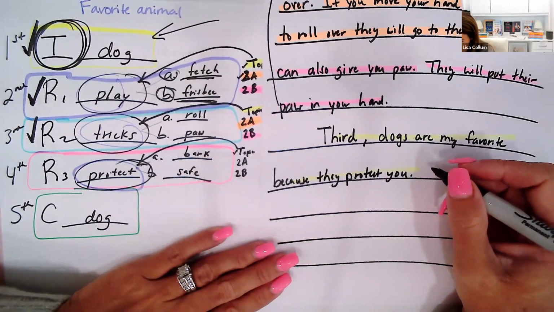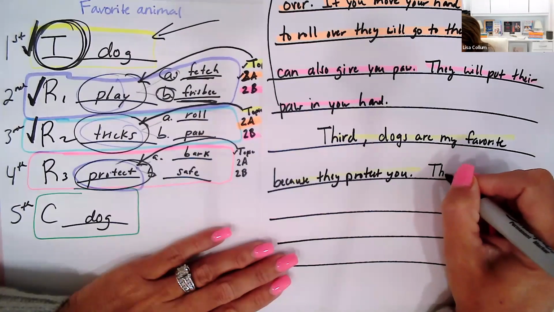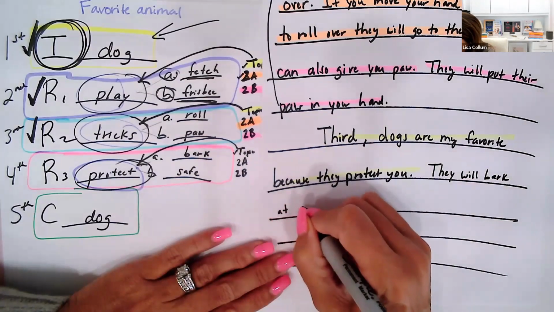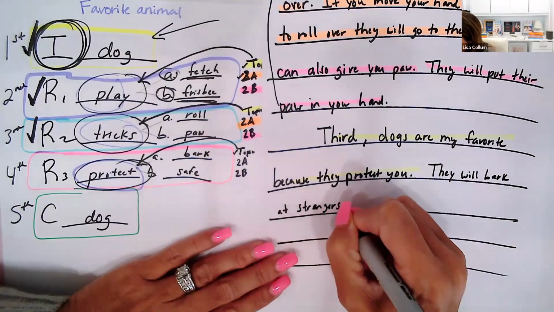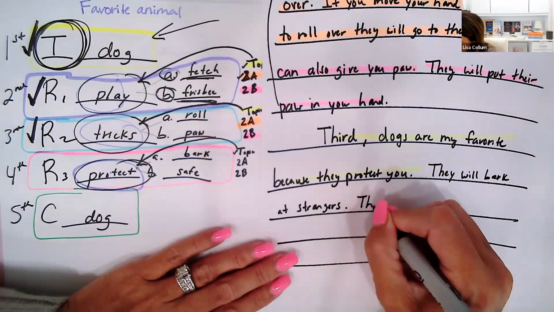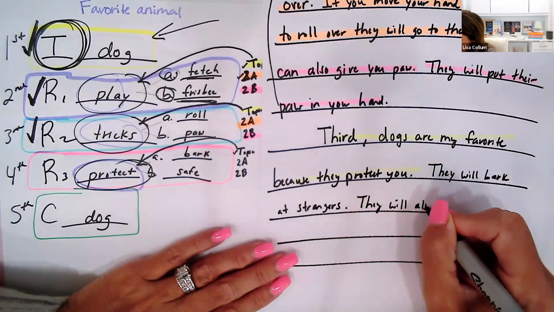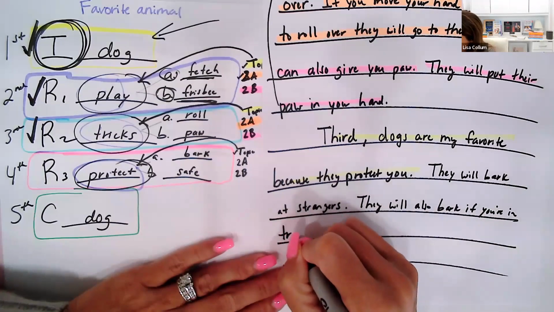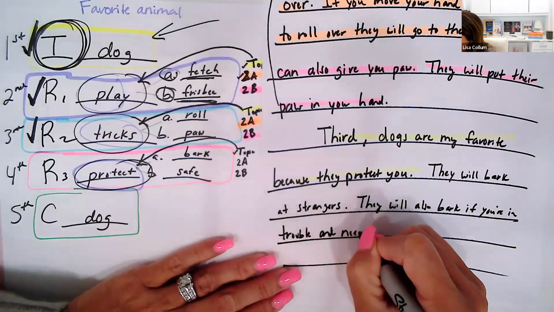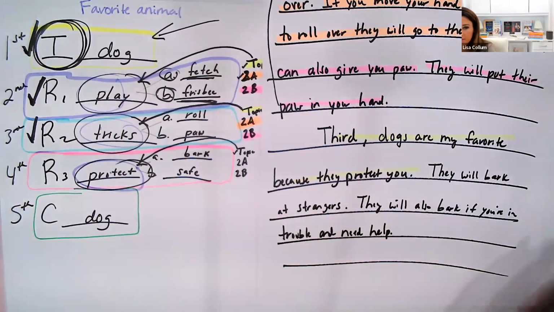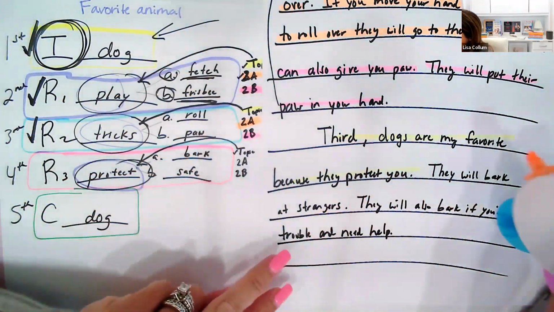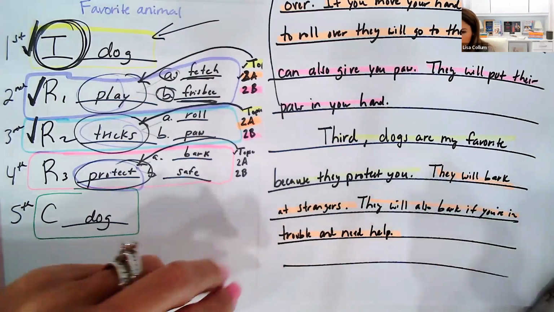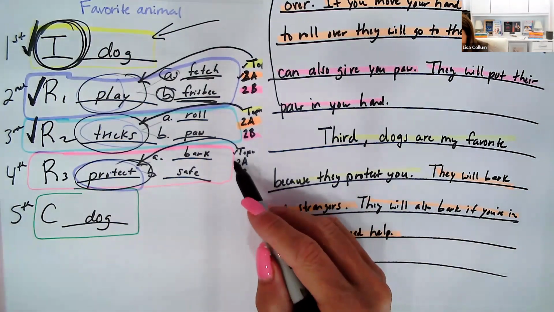So I'm going to say, they will bark at strangers, period. That's one sentence. They will also bark if you're in trouble and need help. All right, I did two sentences about barking. I'm going to do my 2A in orange. They will bark at strangers. That's one. They will bark if you're in trouble and need help. That's two. So come back over here. I did two about A. I'm going to put a little check here.